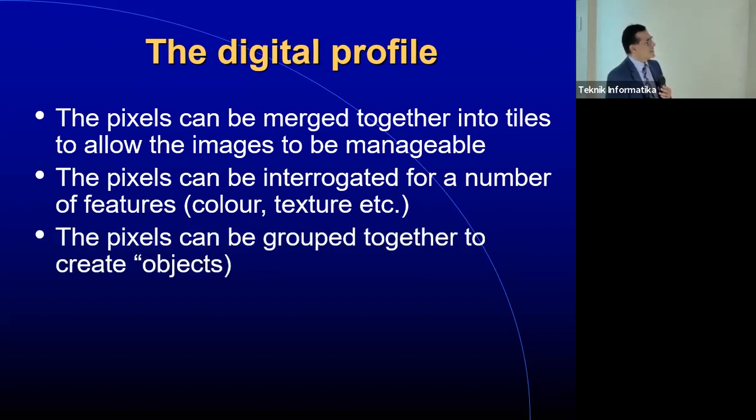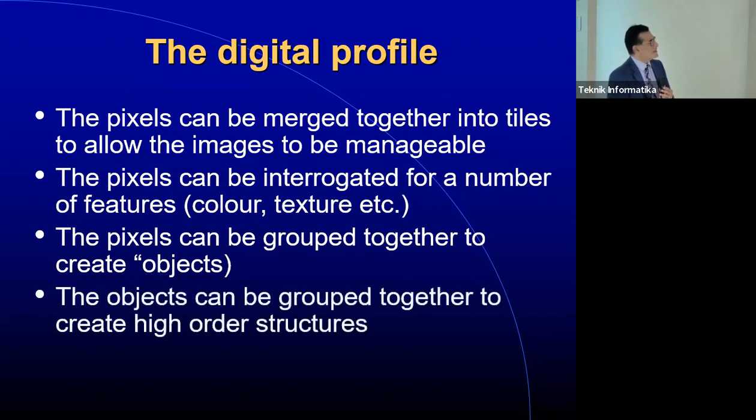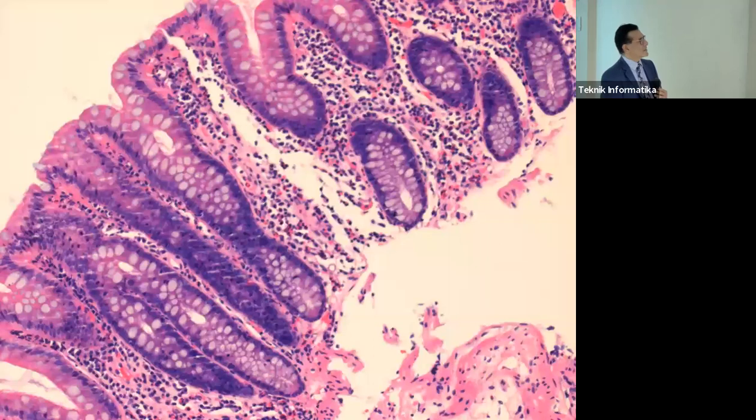You can take pixels which have common features and group them together to create objects. So now you're looking at object level analysis, and then you can put the objects together. This would be cells, for example. You put them together to create these slightly more organic structures, or higher order structures. So we're looking at pixels for a number of different features. We can put the pixels together and create objects which have features of their own. We can put the objects together to create other structures which have features of their own as well.